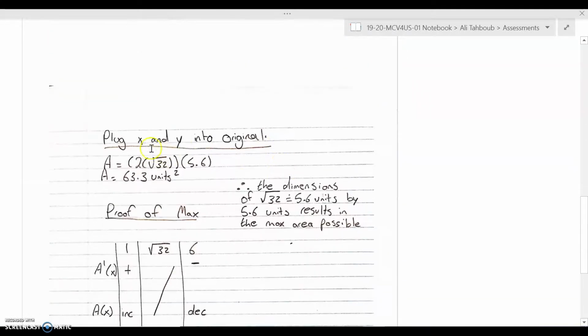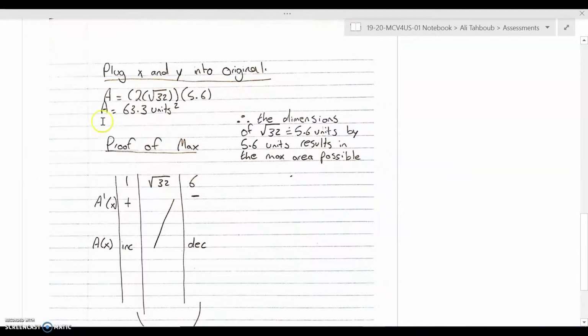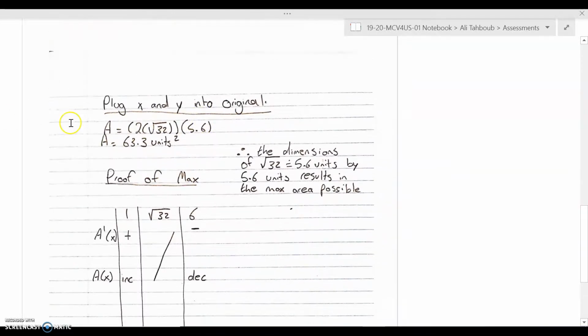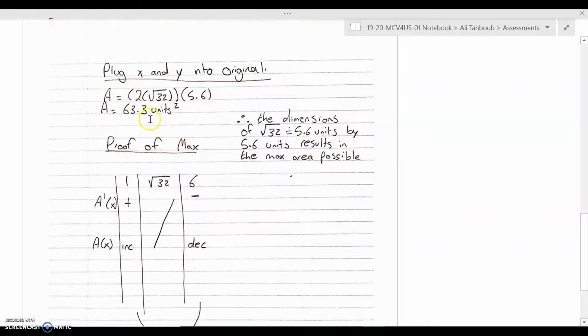Anyways, after we found x and y, we need to plug them back into the original equation that represents the area of the rectangle. After we put in x and y, we get a total of 63.3 units squared. We were not given an actual measurement, so if it was meters, this would be meters instead of just units. So to finalize the dimensions, if the dimensions were the square root of 32, which is approximately 5.6 units, by 5.6 units, this will result in the maximum area possible for the rectangle inside the semicircle.